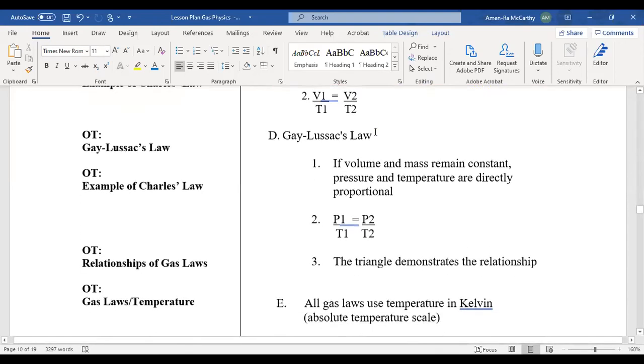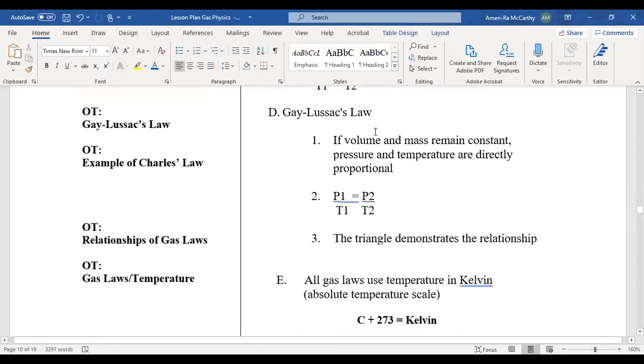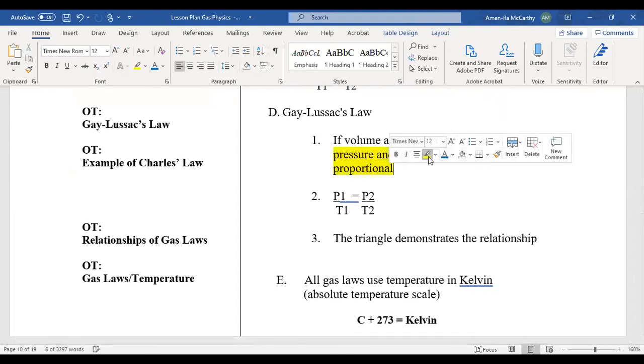All right, and then lastly, we have Gay-Lussac, a French physicist named Jean-Claude, I think. I think that's his first name, I'm not sure. But Gay-Lussac says that if volume and mass remain constant, then pressure and temperature are directly related. So Gay-Lussac says pressure and temperature are directly related.